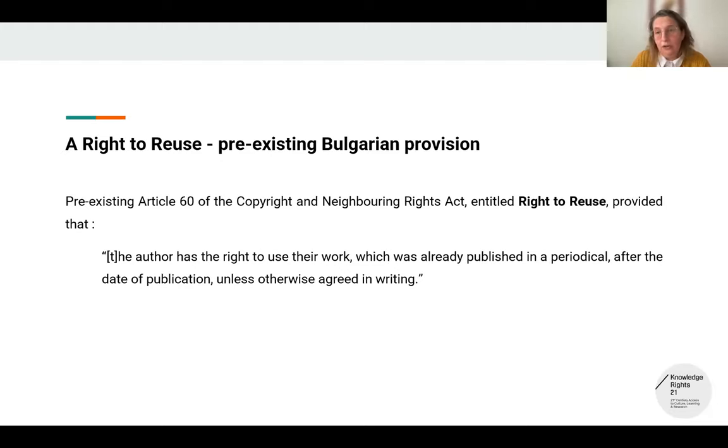Now, SPR or secondary publication right is not an entirely novel concept for Bulgarian copyright law. There is a pre-existing Article 60 in the Copyright Act entitled Right to Reuse. It provides that the author has the right to use their work, which was already published in a periodical, after the date of publication, unless otherwise agreed in writing. Next slide, please, Ben.